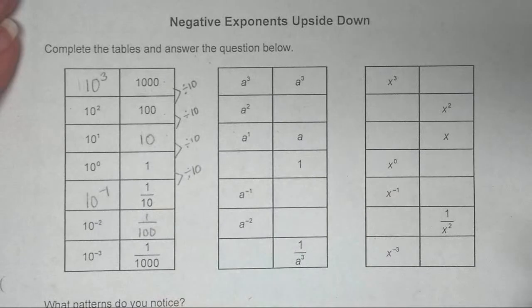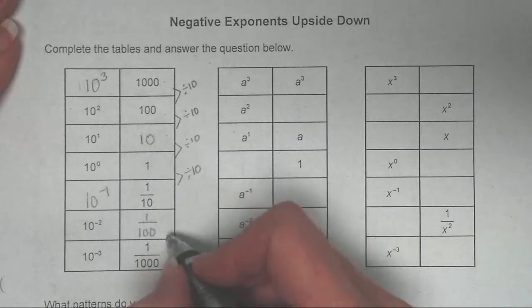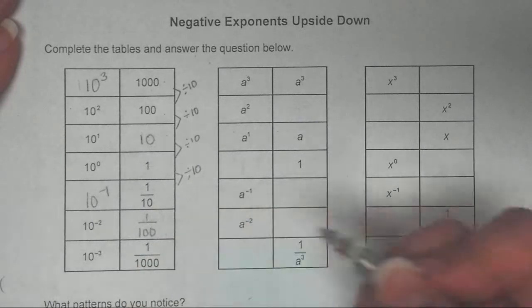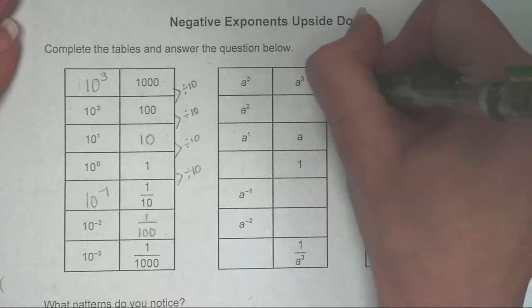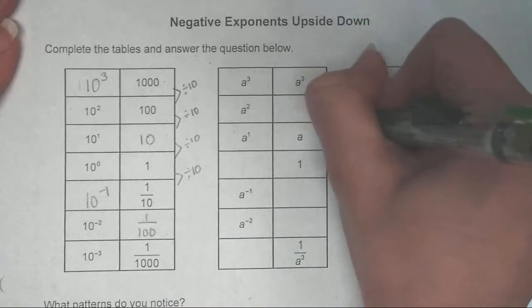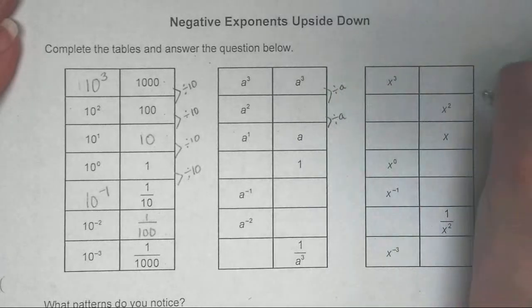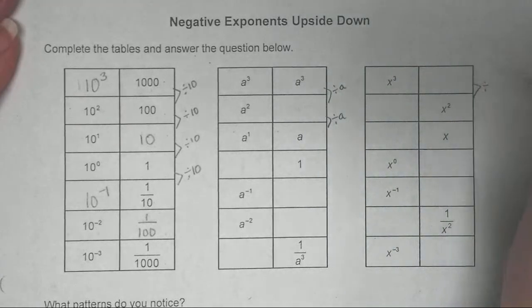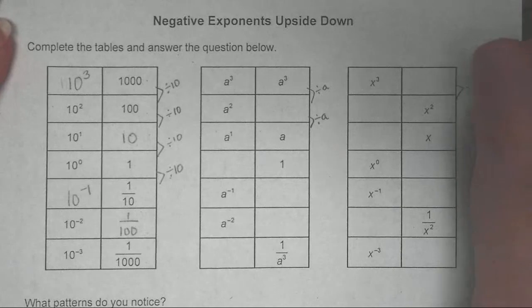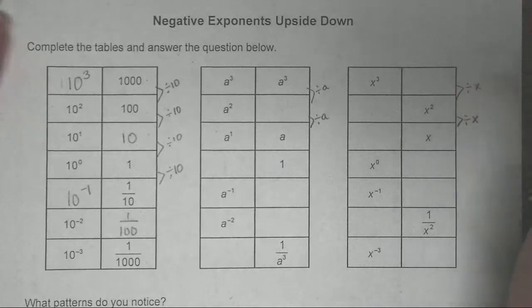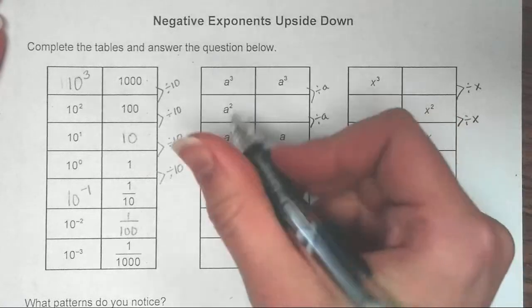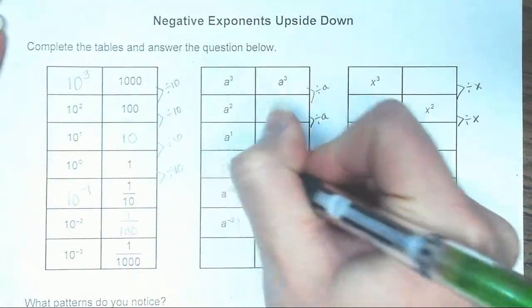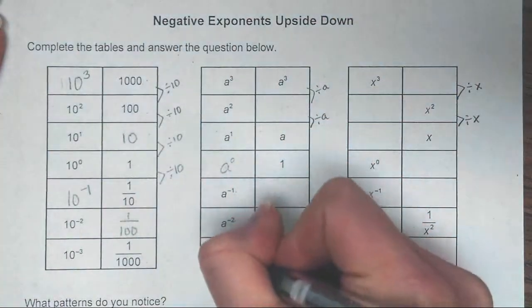So that would be 1 over 100. And you can check that in your calculator. And then if we divide this by 10, we would get this. So here we must be dividing by A every time. And here we must be dividing by X every time. So let's do the same thing. Let's follow the pattern. 3, 2, 1, so this must be 0. Negative 1, negative 2, negative 3.